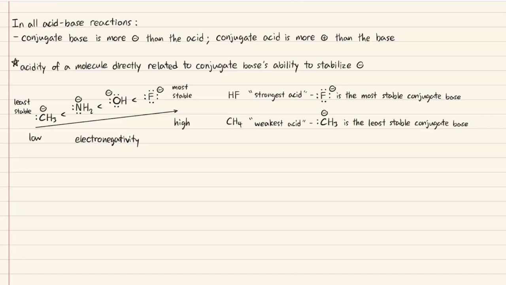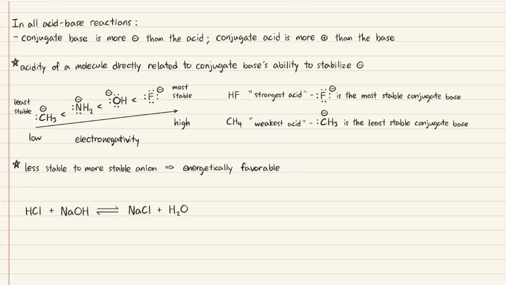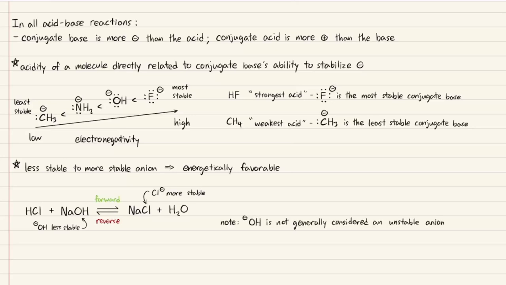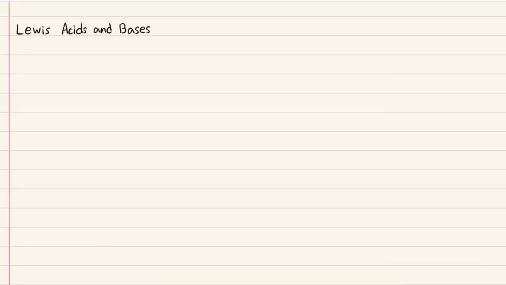Acid-base reactions that go from a less stable to a more stable anion are energetically favorable. In our example of HCl reacting with NaOH, the forward reaction is favorable because it goes from a less stable anion OH- to a more stable anion Cl-. Conversely, the reverse reaction is unfavorable because it goes from the more stable anion Cl- to a less stable anion OH-. As a result, this reverse reaction does not occur to any appreciable extent. In this reaction, OH- is less stable than Cl-, but this does not imply that OH- is generally an unstable anion. Let's briefly discuss Lewis acids and bases.